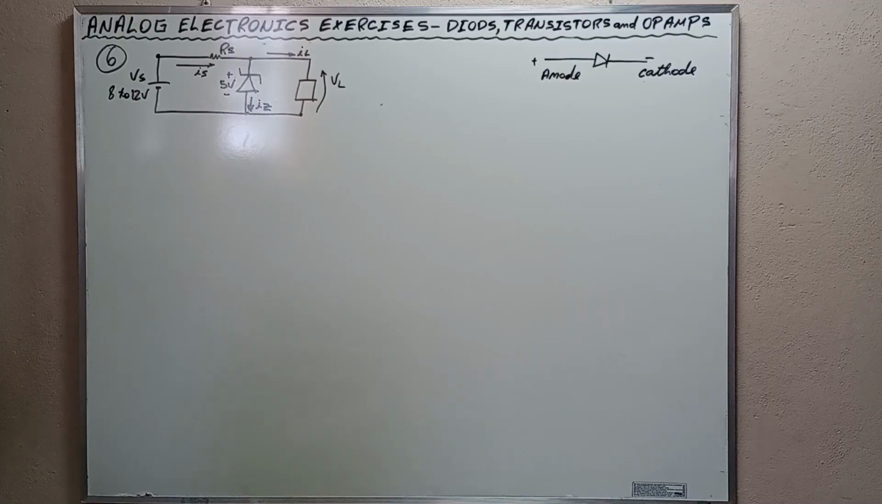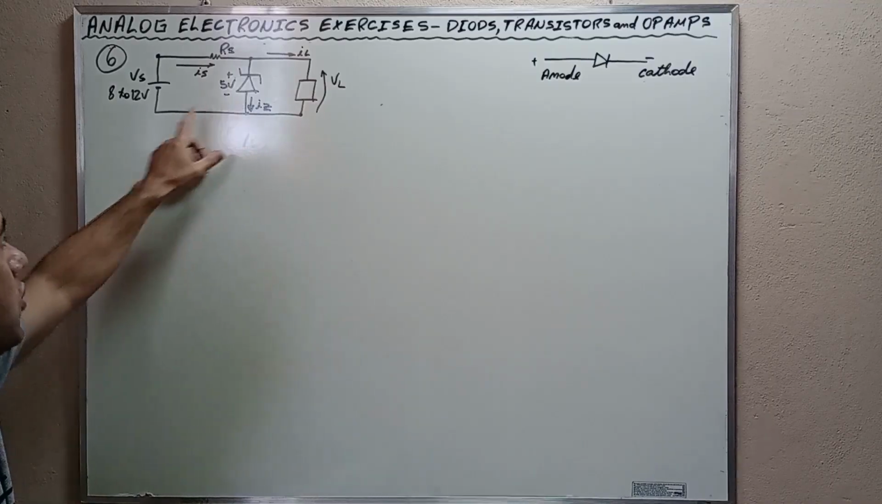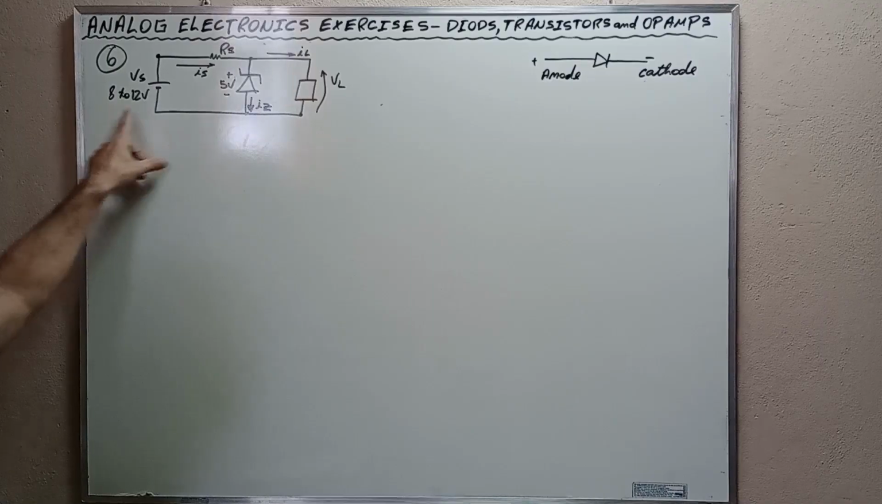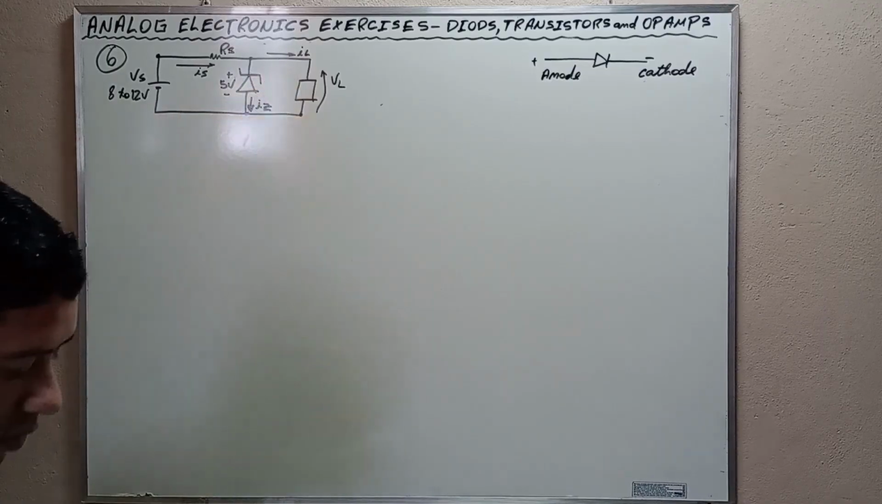We need to choose Rs so that the minimum value of Iz is 0. Okay, we are going to find Rs for the minimum value of Iz. The minimum current through the Zener occurs when Vs is minimum and IL is maximum. That is, when Vs is minimum, 8 volts, and in this way IL is going to be maximum.